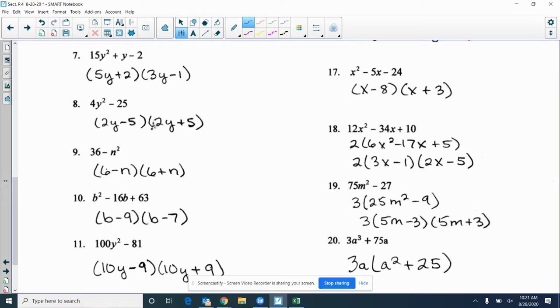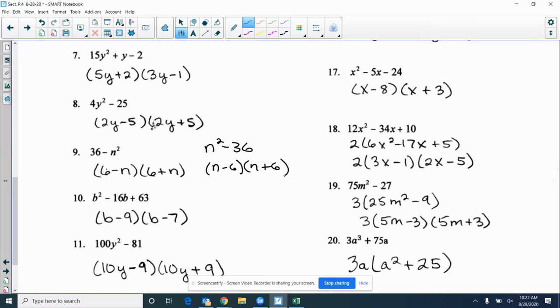Number 9 here on the left. A lot of people get thrown off because you're used to n squared minus 36. Well, 36 minus n squared is 6 minus n times 6 plus n. You can do it like that. That's perfectly fine. You can't just flip those around. Okay, you can't. I mean, that's close, and I understand what you're doing, but those aren't the same. 36 minus n squared and n squared minus 36 are not the same.